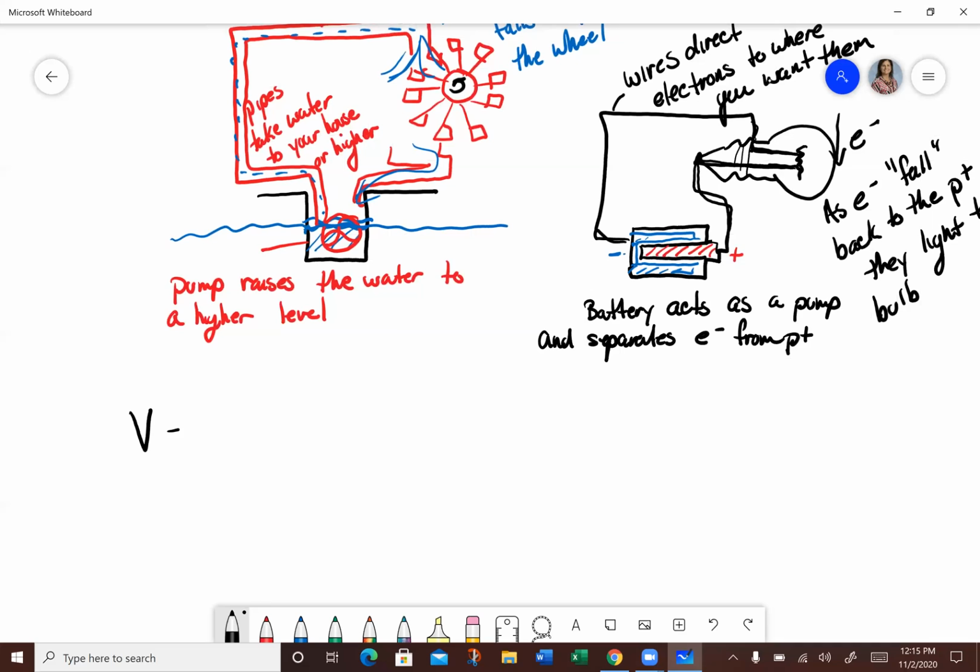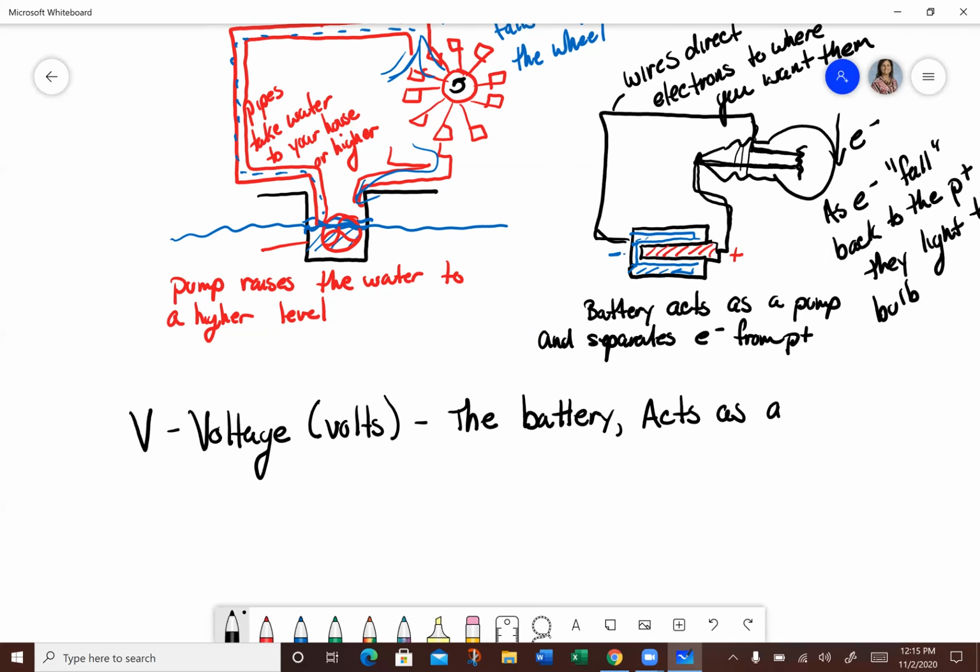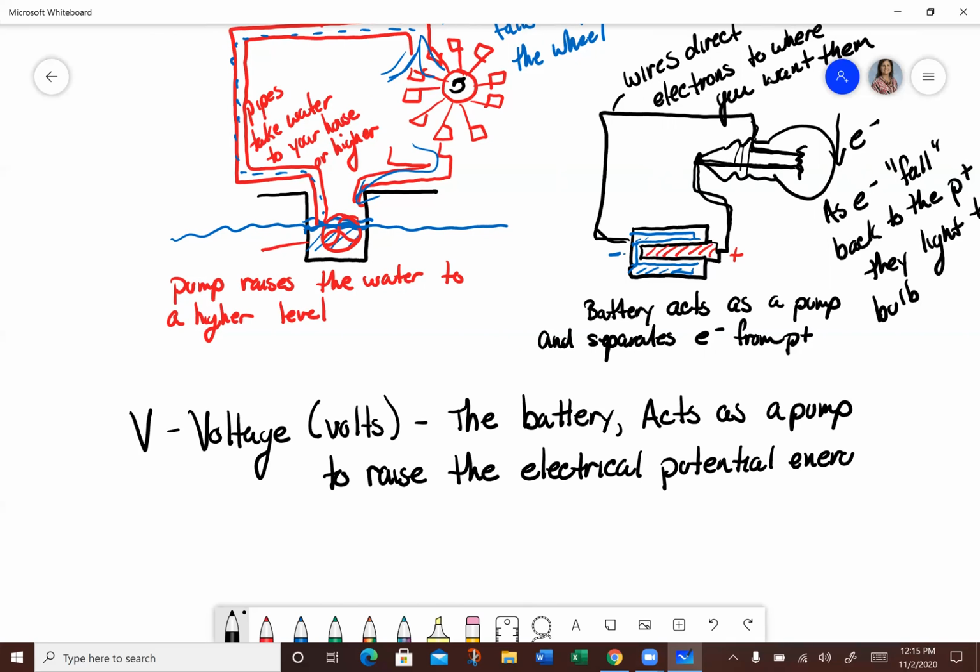Capital V stands for voltage, measured in units of volts. This is the battery. The voltage source acts as a pump to raise the electrical potential energy of the electrons.